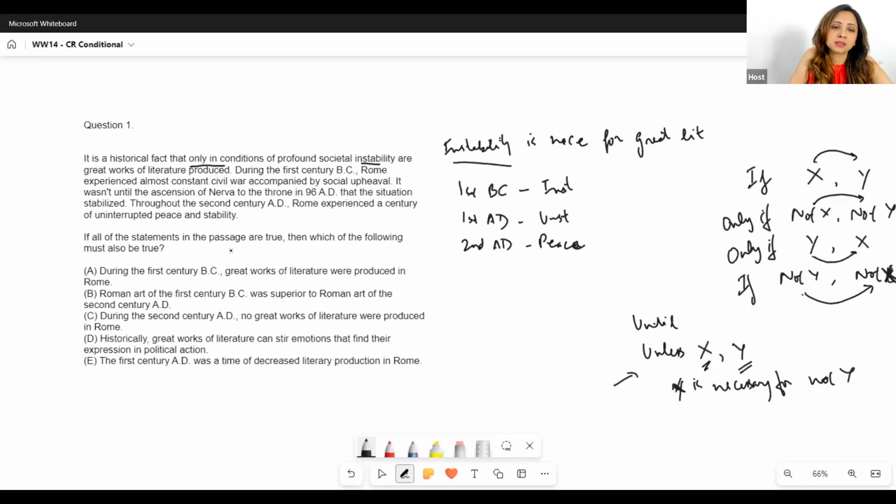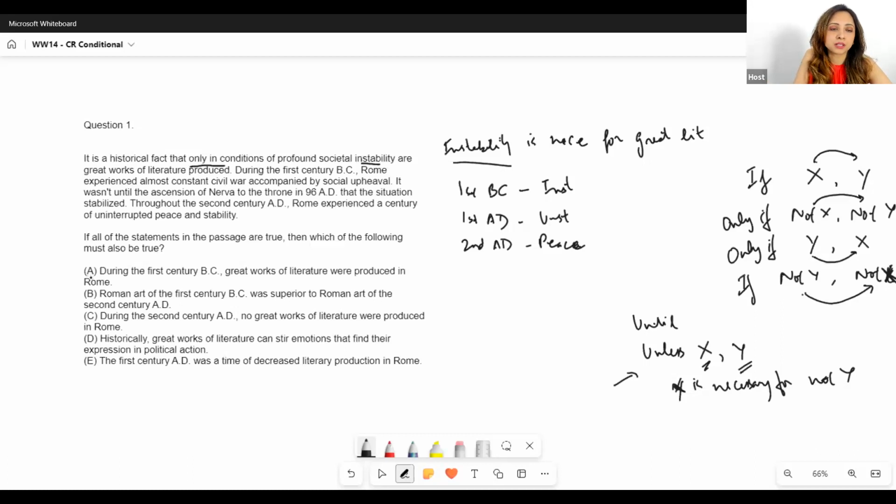If all the statements in the passage are true, then which of the following must also be true? So basically, we're looking for an inference, right? We're looking for what must be true based on what is given in the passage. So a conclusion, essentially, what has to be true based on the passage.